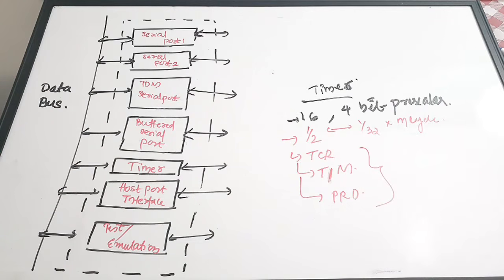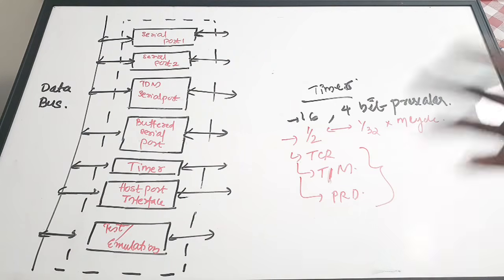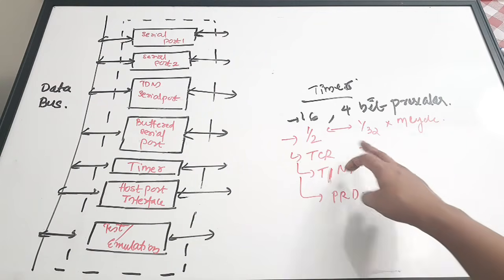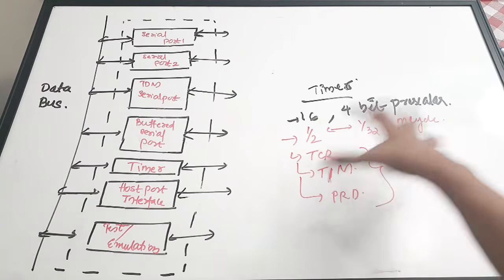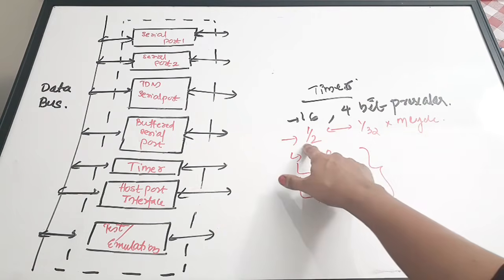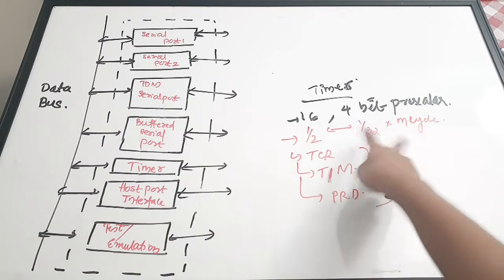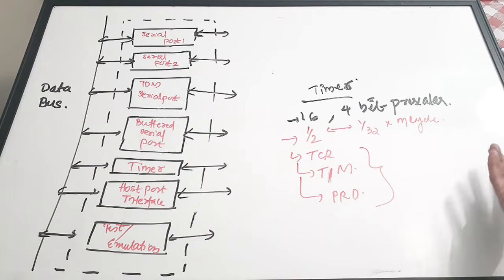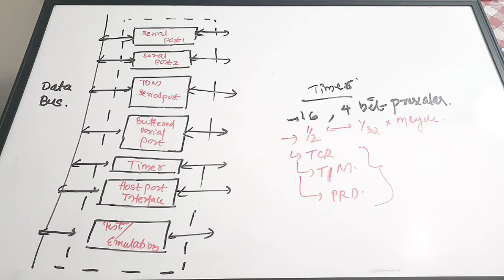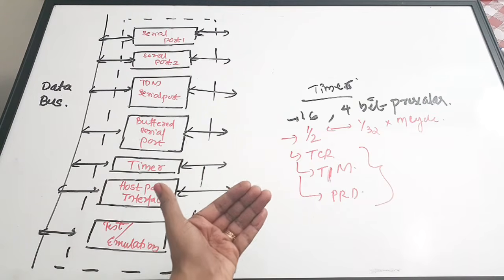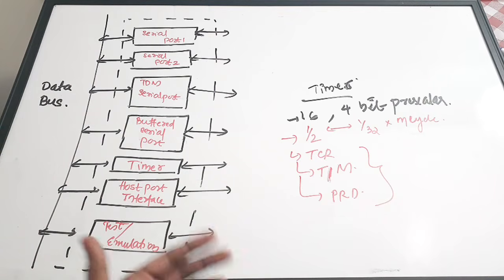So if you brief up the timer, you can say it is a 16-bit timer with a 4-bit prescaler, and the timer clock rate is 1/2 to 1/32 of the machine cycle. Then there are three main registers associated with it, and these registers can be used to start, stop, reset or delay the timer. So that's all about the timer.